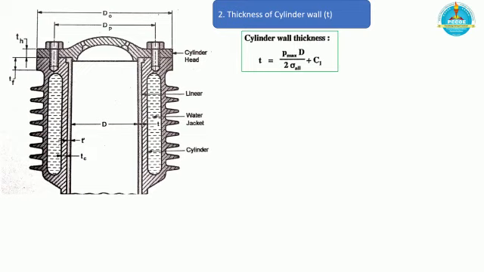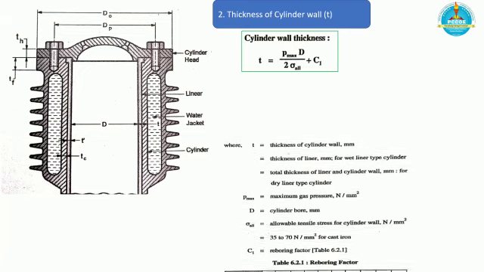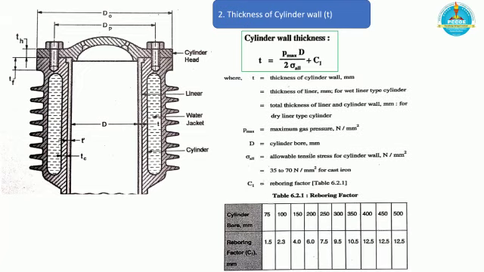The next step is to calculate the thickness of cylinder wall T. The thickness of cylinder wall is given by the formula shown here, P max multiplied by the bore diameter upon 2 into allowable stress sigma allowable, plus the reboring factor. The reboring factor C1 is usually given from the table, and it will be given data, and that depends upon the cylinder bore which you have calculated earlier.